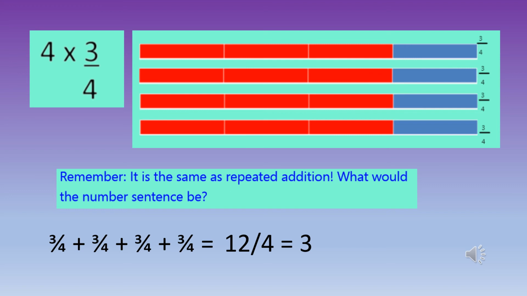So the number sentence would be 3/4 add 3/4 add 3/4 add 3/4. This would give you 12/4. Again, this is an improper fraction, so you would convert it into a mixed number. But in this case, it would just be a whole number, which is 3.